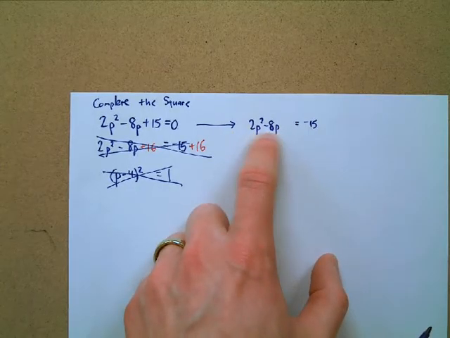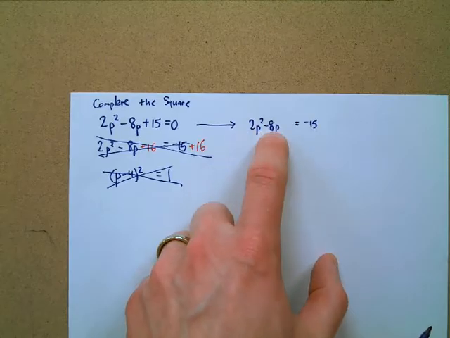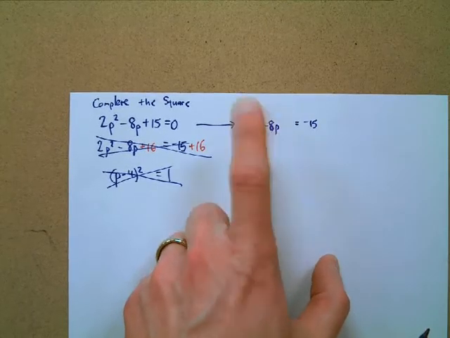So we're going to factor out the 2 from the p squared minus 8p, and so we're left with p squared minus 4p.